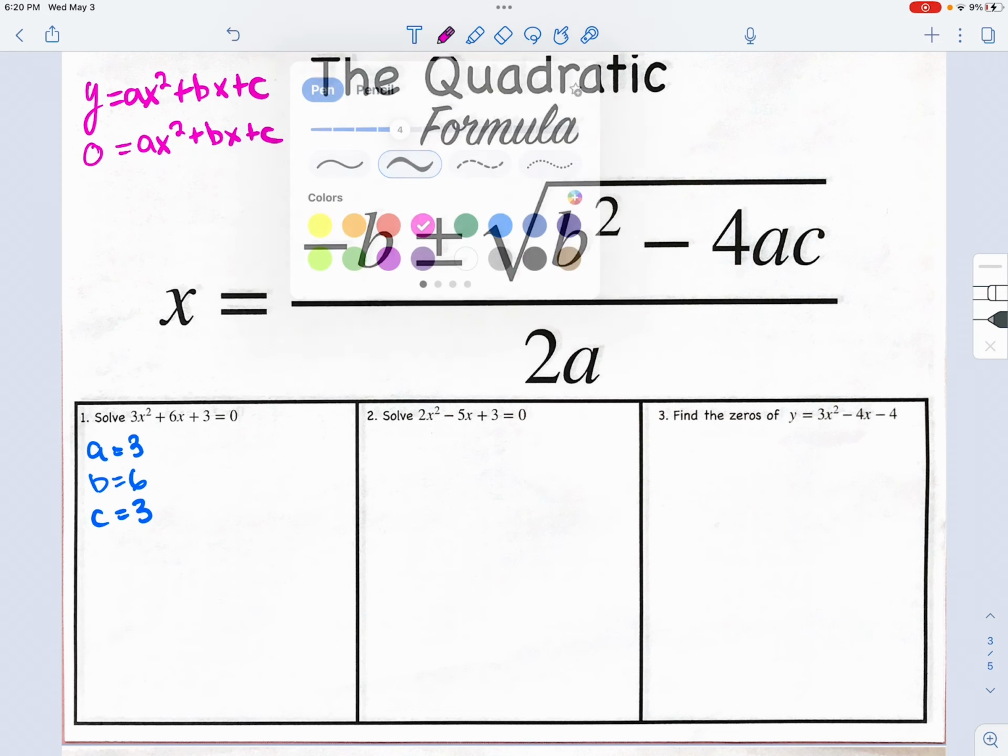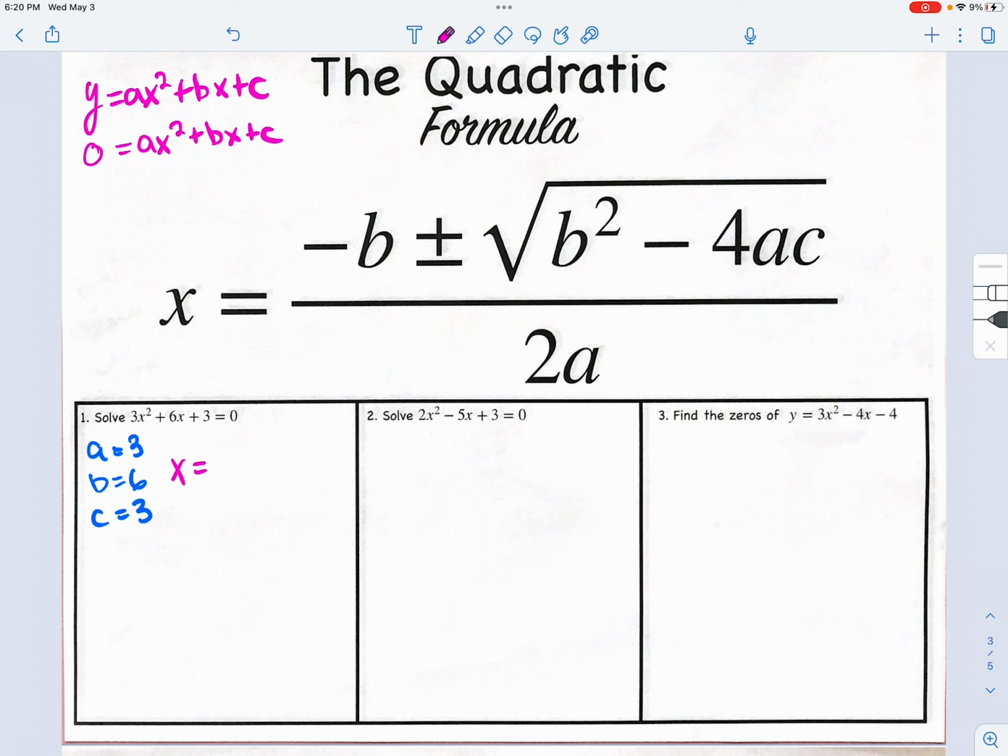So now that we've identified our a, b, and c, we can plug these numbers into this big formula right here. So notice there's a built-in minus sign, or negative rather. So this will be negative, right? And then our b. Since b is 6, we're going to say negative 6, and then plus or minus the square root of. And then since our b is 6, again, we're going to put 6 in parentheses squared minus 4 times our a times our c. A here is 3. C here is 3.